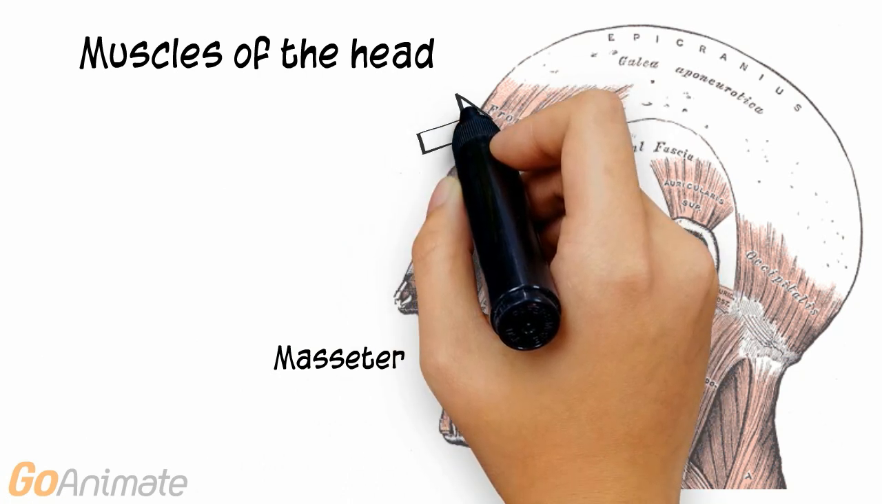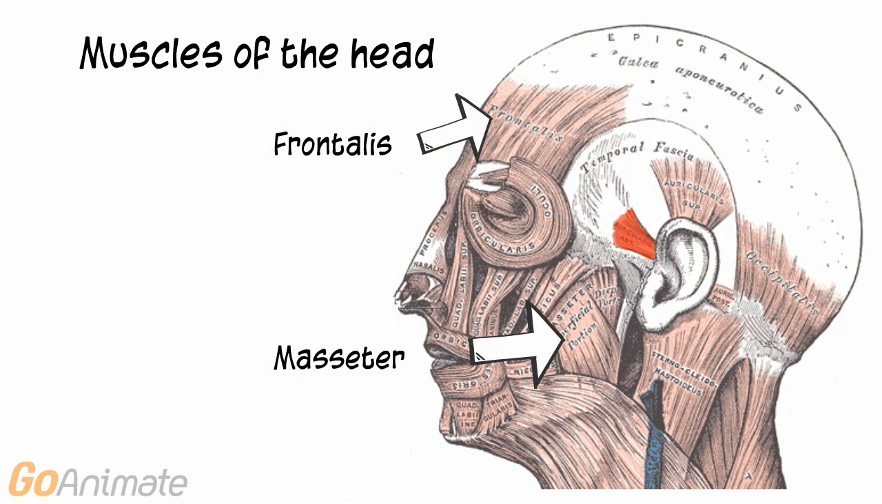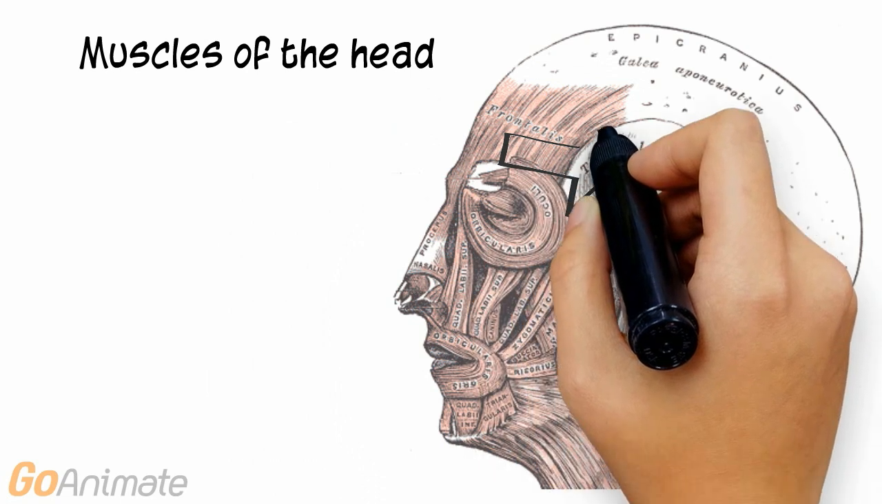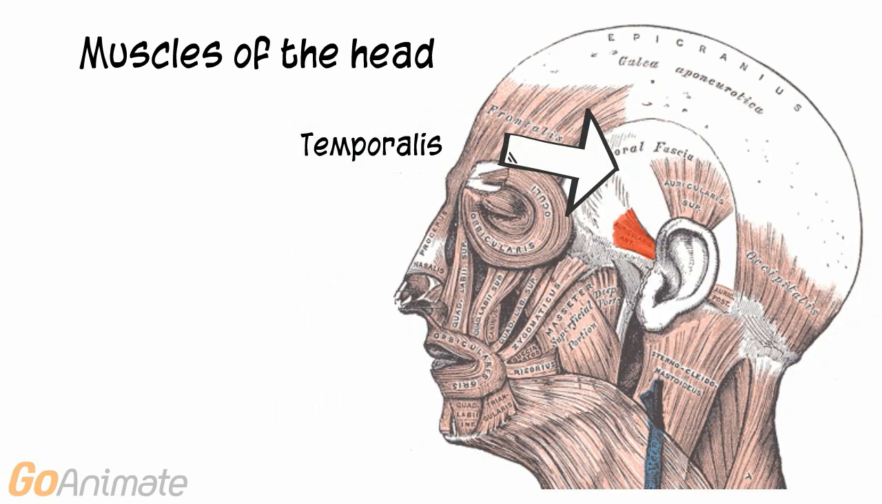Covering the frontal bone is the frontalis muscle, one of the chewing muscles or muscles of mastication. The masseter is seen here. The temporalis muscle, another chewing muscle, is in this area.